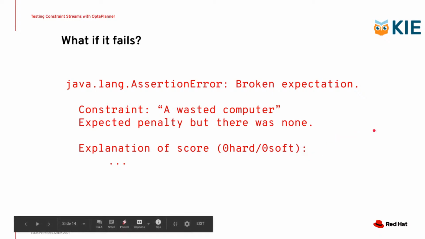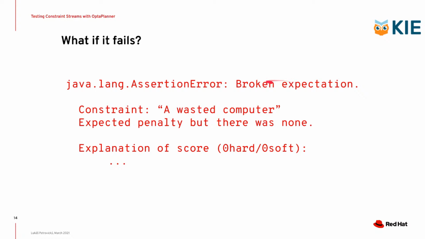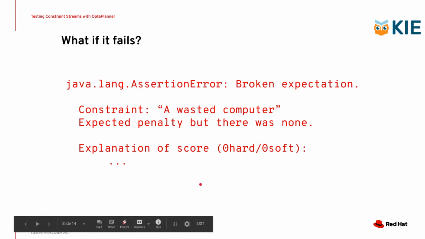And there are some helpful things in the assertion error message. So first, it tells you that there is a broken expectation, which means that you didn't get what you were expecting. Then it tells you the constraint which failed, and the constraint is a wasted computer. It's the only constraint we have. You've seen that previously. And the reason why the expectation is broken is because we expected a penalty, but there was none. So, I mean, either the constraint doesn't work or the test is wrong. You decide that. In our case, the test was wrong.